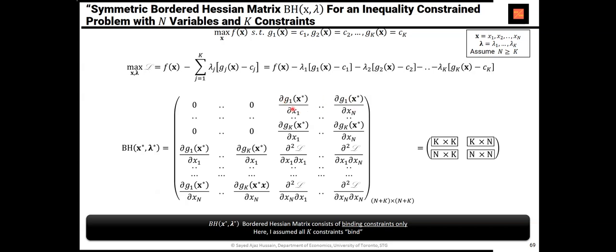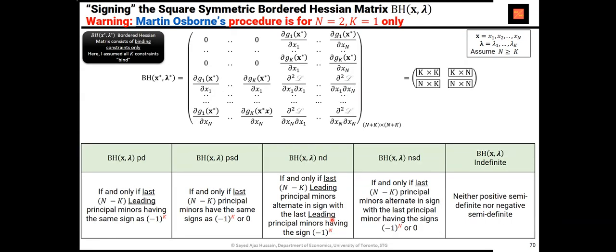I would only have this row over here, and this column over here, and you wouldn't see this part right here, right? So assuming that this bordered matrix is drawn for all k inequality constraints binding, the logic is exactly the same. Nothing changes as long as you remember the border only consists of binding constraints.